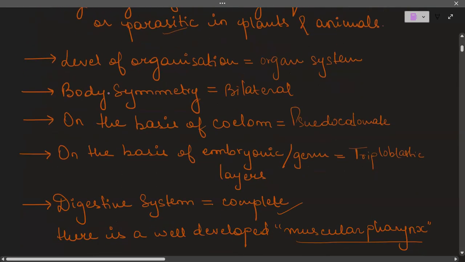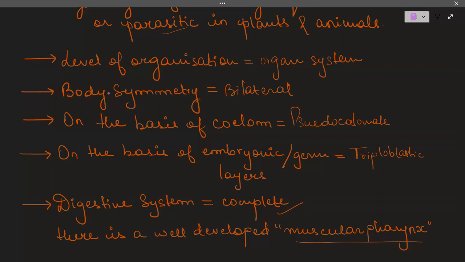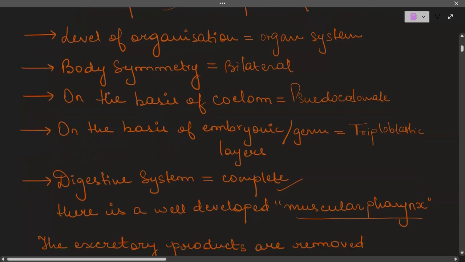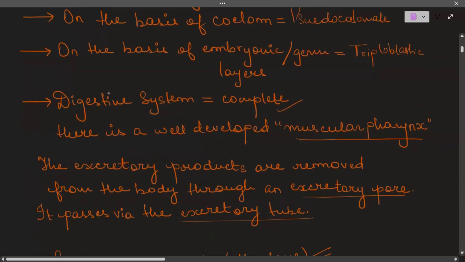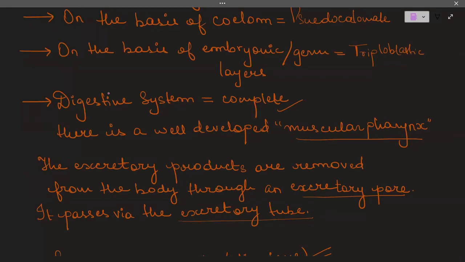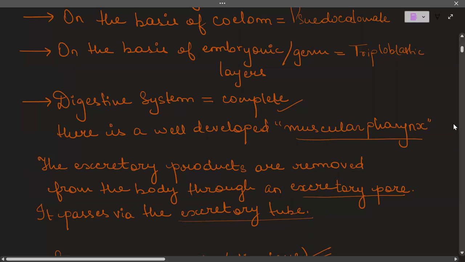Moving forward, they have organ system level of organization in their body. The coelom, they are pseudocoelomate. Mesoglea is present in between the ectoderm and the endoderm. So on the basis of embryonic layer, they are triploblastic. Digestive system is complete, meaning they have two separate openings for mouth and anus. And a well-developed muscular pharynx is present in them.